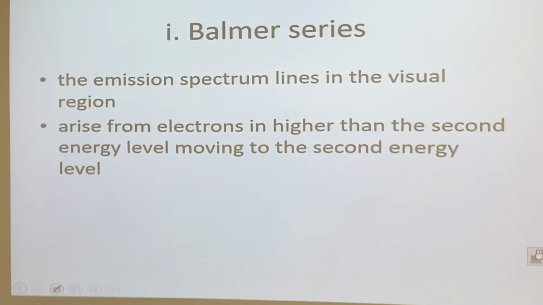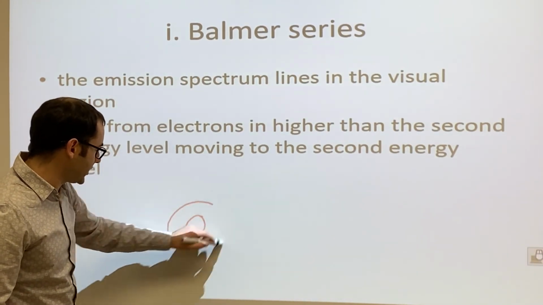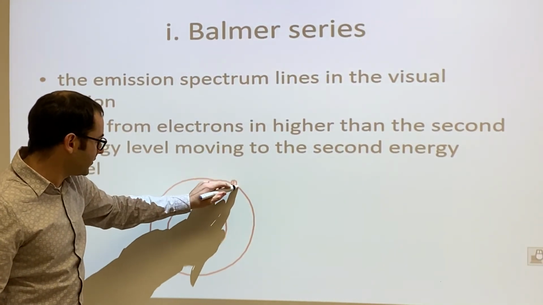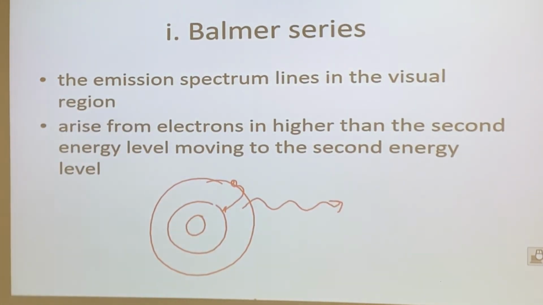Jumping down. All right. So the Balmer series is the emission spectrum lines in the visible region, and it arises from electrons in the higher than second energy level moving to the second energy level. If you jump from the third down to the second, it's going to give off light that you could see. Jumping down gives off light. When it jumps up, it doesn't give off light. It's absorbing energy. And it happens really, really fast. So that's why when you flick the light switch, it looks like the lights turn on immediately.